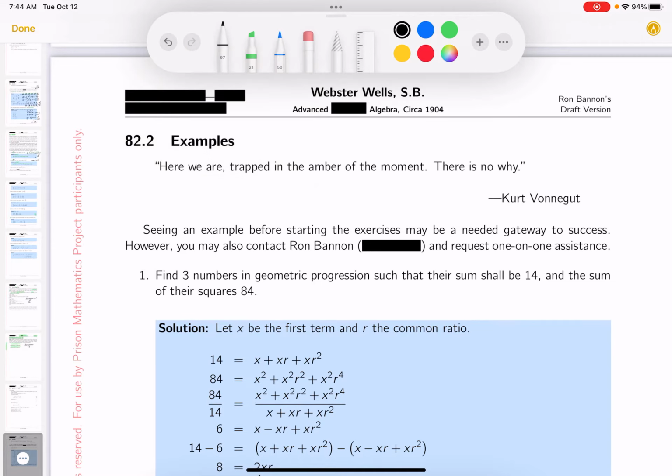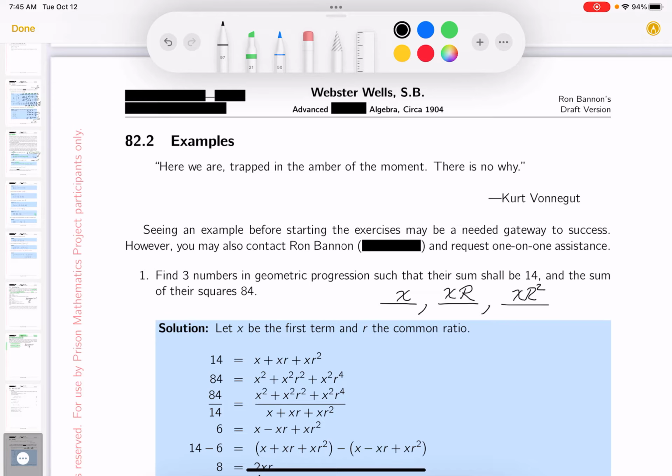So what do I know? I know there's 3 numbers. I'll write this down. 1, 2, 3. Now, what would they look like? I don't know what they are yet, but I'm going to say 1 would be x. That's the first term. The next one's going to be x times r, or xr. And the next one's going to be xr times r, which is xr squared.